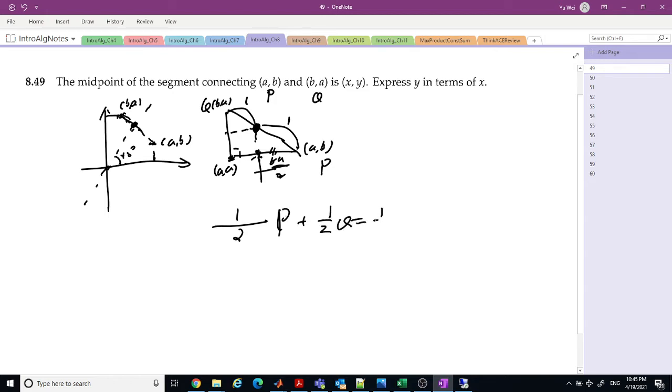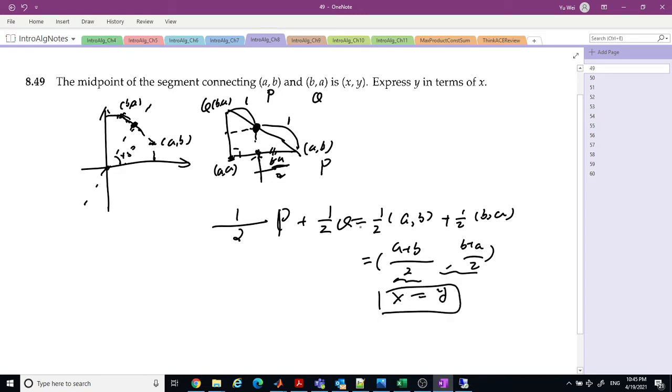Now let's put in half of (A, B) plus half of (B, A), which is equal to (half of A plus B, half of B plus A). So you can see this x equals y. That means the midpoint lies on the line y equals x. The midpoint is here, because this is the reflection line. P and Q are symmetric about this 45-degree line.